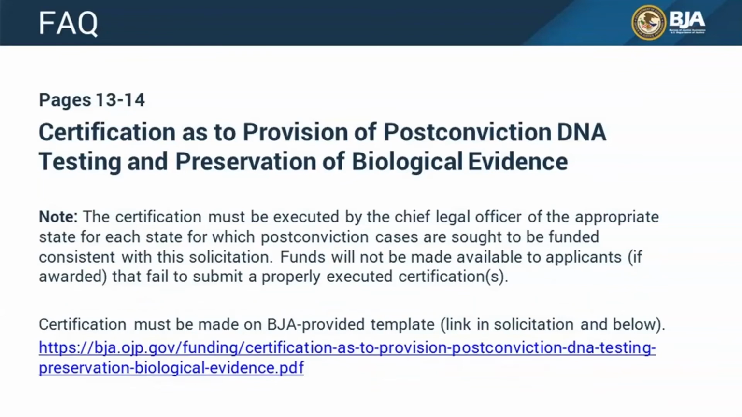To continue, again, found on pages 13 and 14, the certification must be executed by the chief legal officer of the appropriate state for each state in which post-conviction cases are sought to be funded, consistent with this solicitation. Funds will not be made available to applicants, if awarded, that fail to submit a properly executed certification or certifications. And the certification must be made on the BJA provided template. The link is in the solicitation, and the link can also be found on this slide below. I believe it's also posted in the chat.